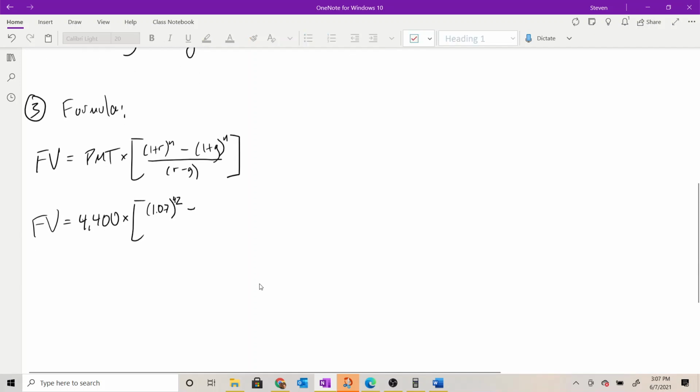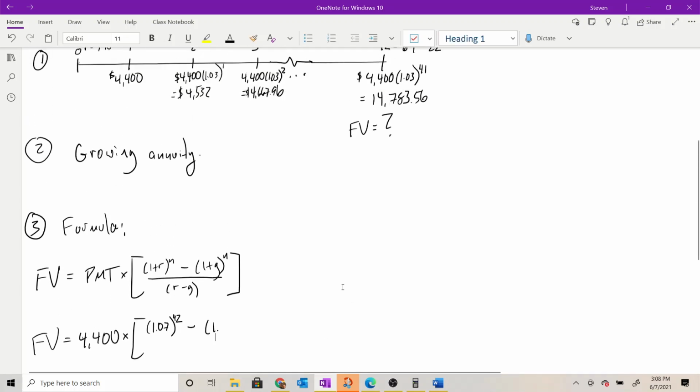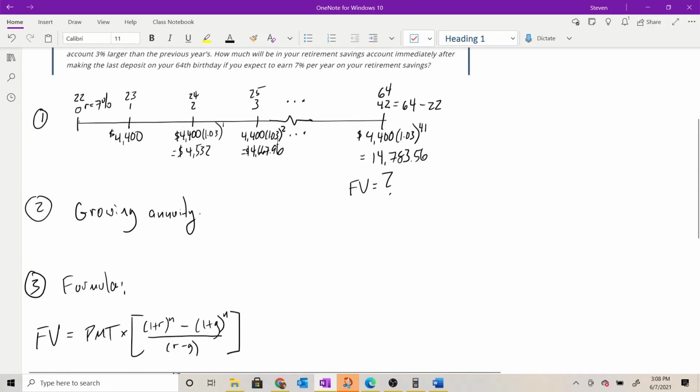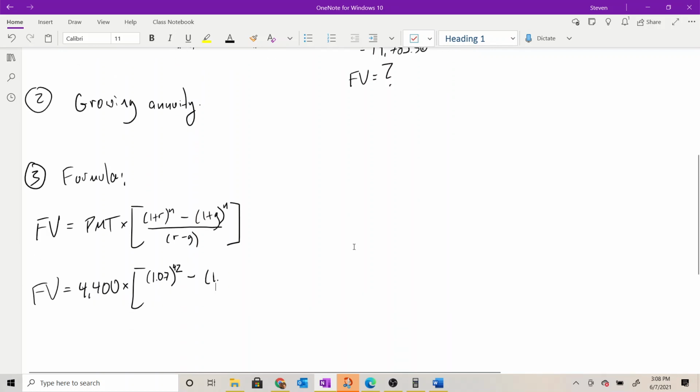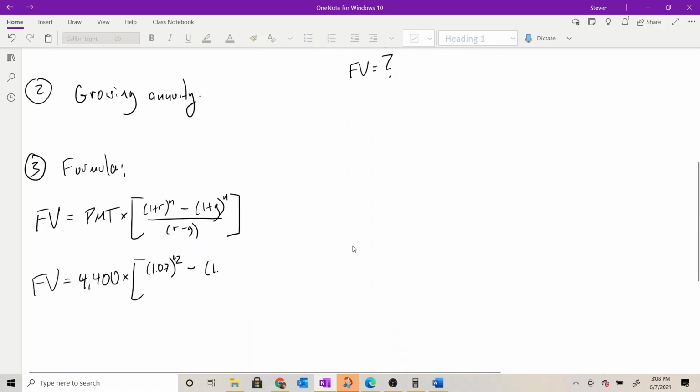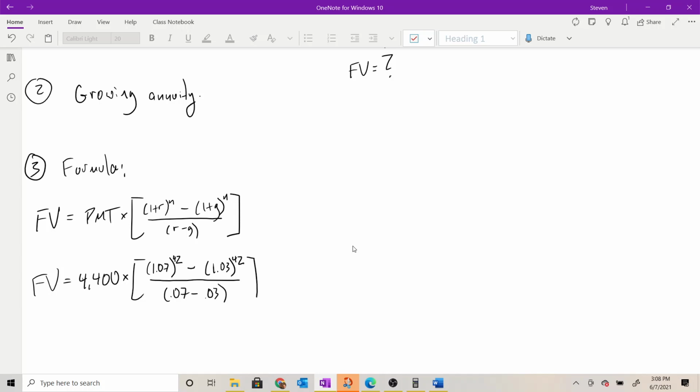We're going to subtract from that 1 plus g, or 1 plus the growth rate in the cash flows. And in this example, the cash flows are growing at 3% per year. Each one is 3% larger. And 3% expressed as a decimal is 0.03. And 1 plus 0.03 is going to be 1.03. Again, raised to the n, which is 42 in this case. And we're going to divide that whole thing by our interest rate of 7%, or 0.07, minus the growth rate in cash flows, which is 3%, or 0.03, expressed as a decimal.